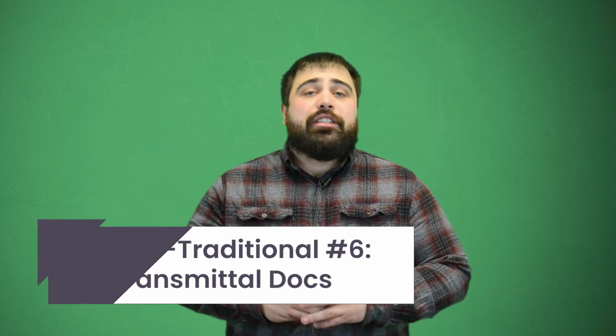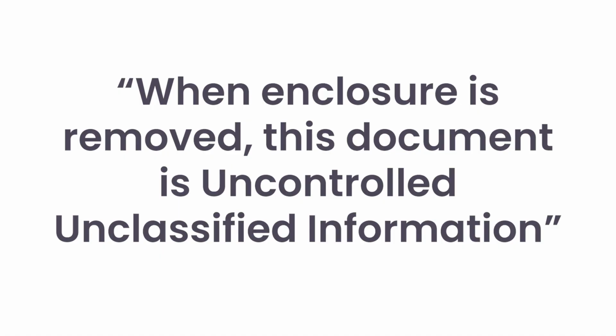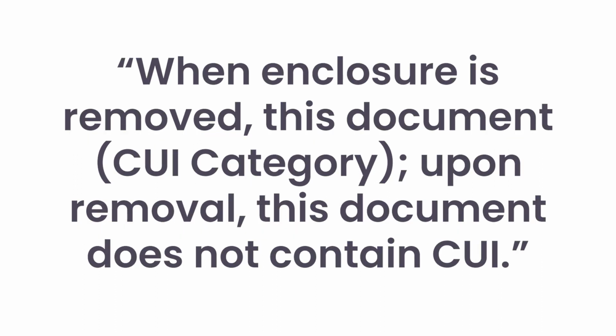Sixth, marking transmittal document. When sending faxes that contain CUI, the document should contain a transmittal message as an indication. The document must also have a clear message of either "When enclosure is removed, this document is uncontrolled unclassified information," or "When enclosure is removed, this document is CUI category. Upon removal, this document does not contain CUI." When reproducing or faxing, you may use agency-approved equipment. Agencies may put signs on agency-approved equipment.